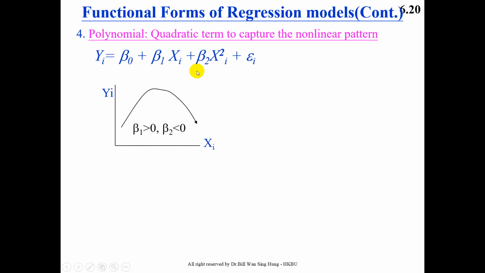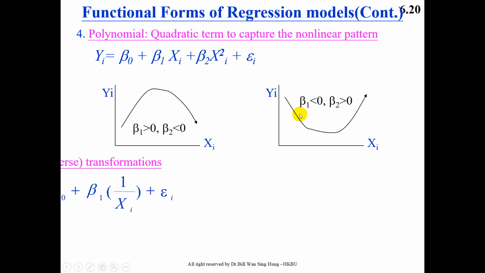This is polynomial, and one of the forms of the polynomial is the quadratic term to capture a non-linear pattern. So here we have x1 and x1 square. If beta 1 is greater than 0 and beta 2 is less than 0, then the graph will behave like this. And if beta 1 is less than 0 and beta 2 is greater than 0, then in that case the graph will be like this. This is like an inverted U, and this is like a U shape.